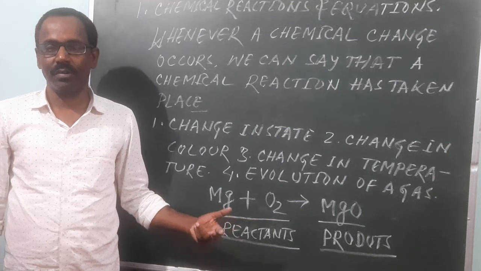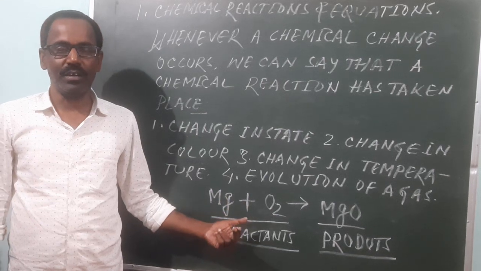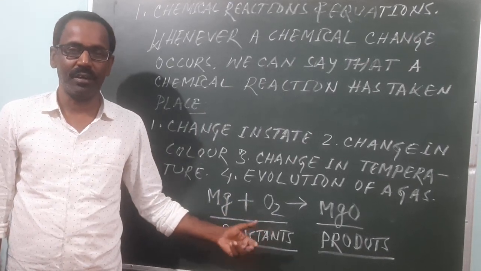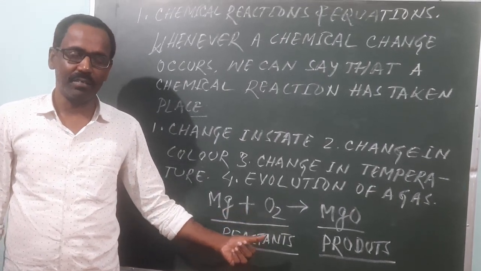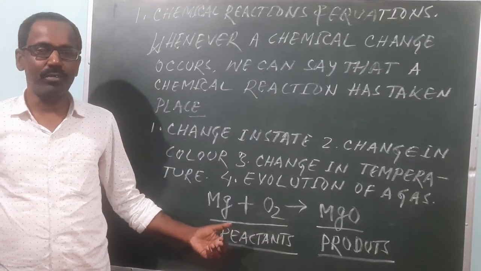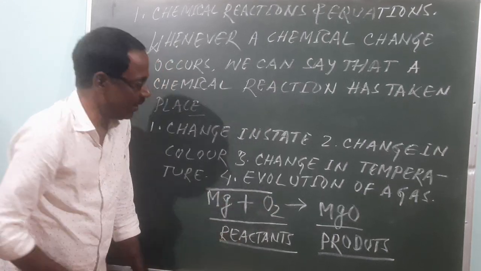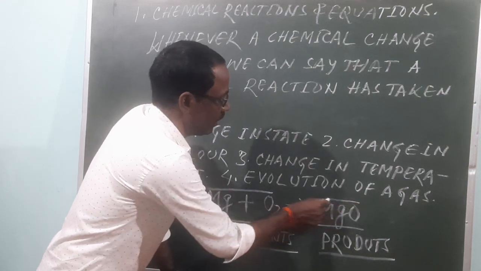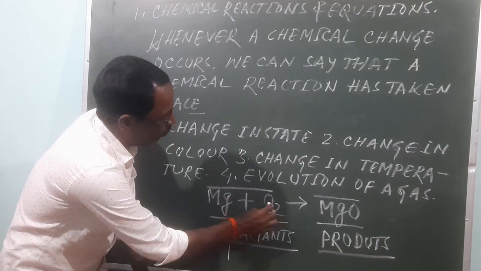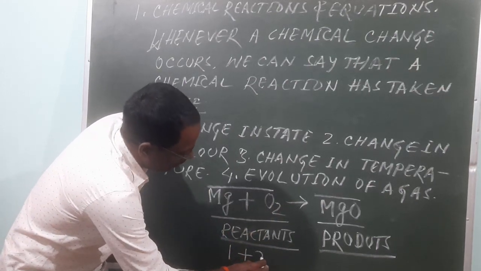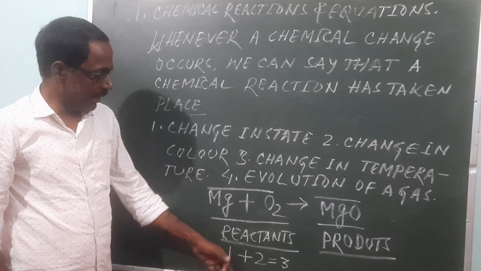We have two types of chemical equation. The first one is known as the skeletal chemical equation and the second one is known as the balanced chemical equation. In a skeletal chemical equation, we do not care about the total number of atoms present in the reactants and products. Here, one atom of magnesium and two atoms of oxygen are present, so the total number of atoms in the reactants is 3.